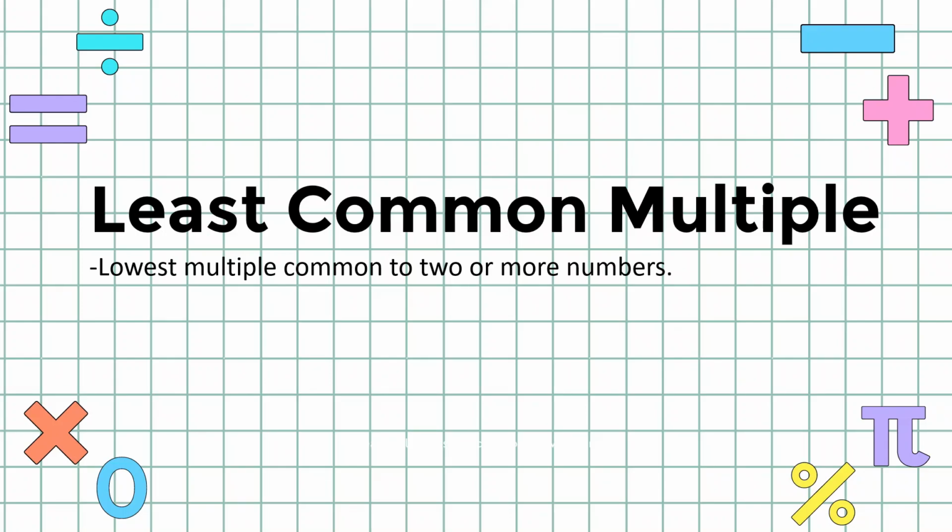Hi there, so now we're going to talk about least common multiple, or most known as LCM. Basically, it's about the lowest multiple which is common to two or more numbers. So like GCF, we are comparing here two or more numbers, but this time we're going to look at the common multiples. Alright, so let's define what is a multiple first.